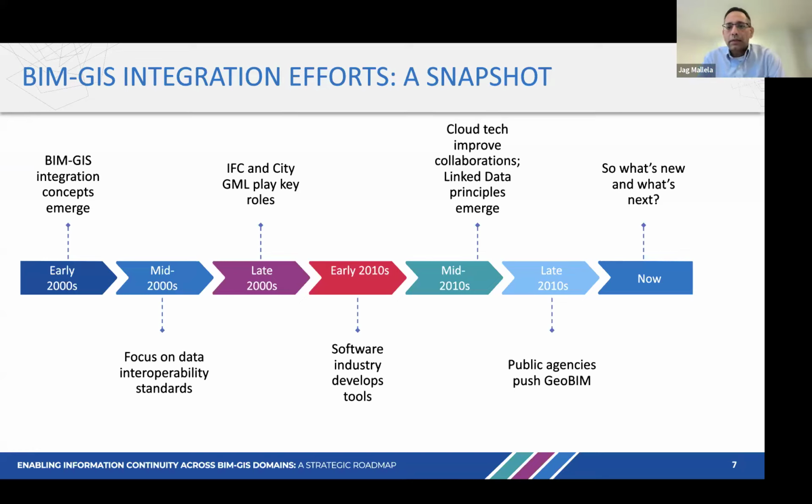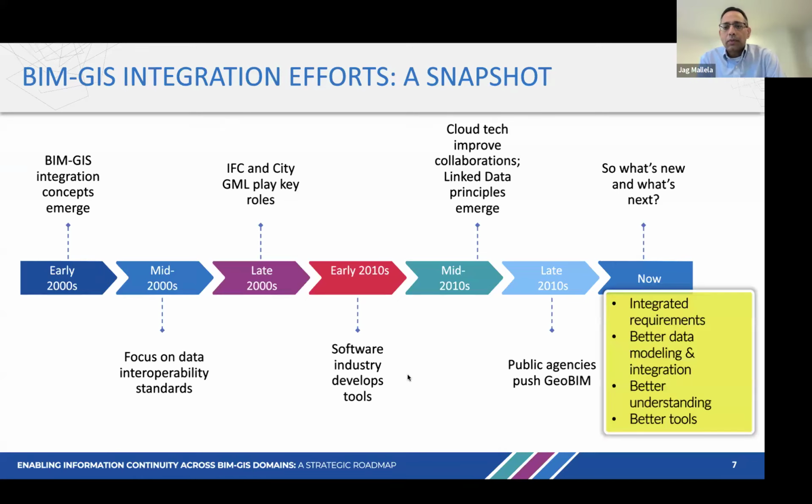So what's new and what's next? If you click on the button there, Mark, for me once. What's new now is that there is a significant shift in momentum to create integrated requirements. In the past, we talked about requirements for a specific phase of the life cycle. Now we want to create requirements that cross life cycle phases, where these data domains need to come together. So you'll start seeing requirements that are both BIM and GIS based, integrated together.